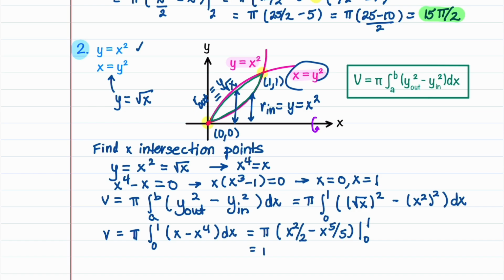This is then pi times 1/2 minus 1/5. We'll get a common denominator of 10. So this is 5 minus 2 over 10. And we get an answer of 3 pi over 10. This tells us that the volume of our solid of revolution is equal to 3 pi over 10.